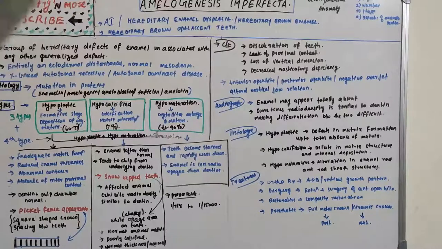Dentin has much lesser than 96. So this density, mineral density, is different. So the radio density will be similarly different.